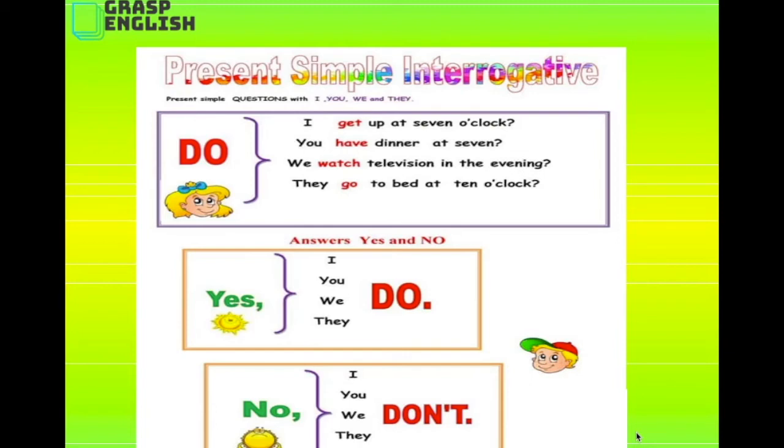So, for example, if we want to answer, we are going to answer like yes, I do. Yes, you do. Yes, we do. Yes, they do. So it means it is a positive sentence. So first we have learned about do with the interrogative and then we have learned that in positive sentence. Now with negative: no, I don't. No, you don't. No, we don't. No, they don't.